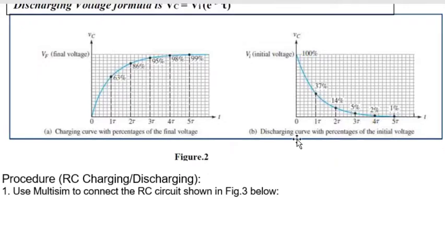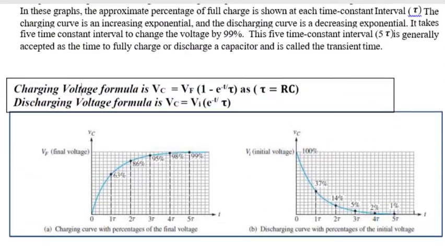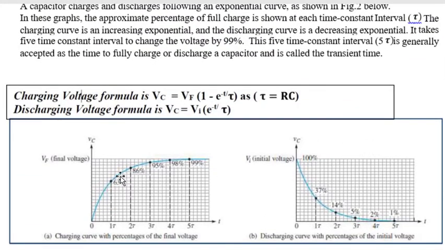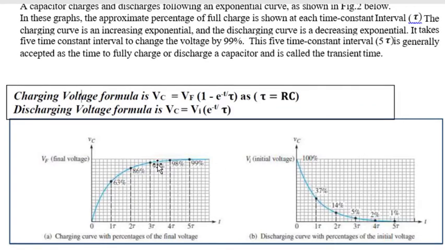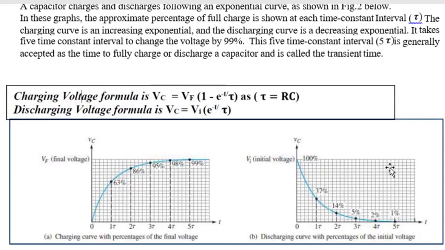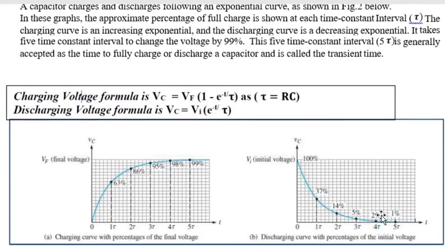Using these two graphs, this graph expresses the charging, the voltage charging, and the second graph expresses the discharging, the voltage discharging. This graph is the voltage charging with respect to the time, and this graph is the voltage discharging with respect to the time.